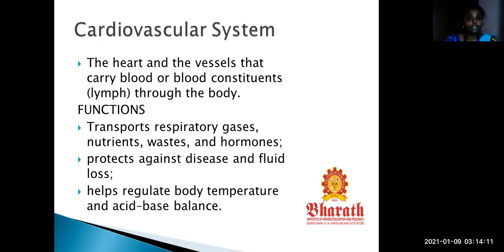First is to transport the respiratory gases, nutrients, waste, and also hormones. Then protect against diseases and also fluid loss. Then it will be able to maintain the body temperature and also acid base balance. So this is the function of the cardiovascular system.